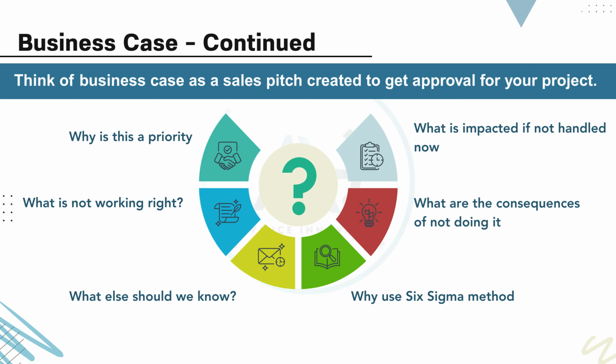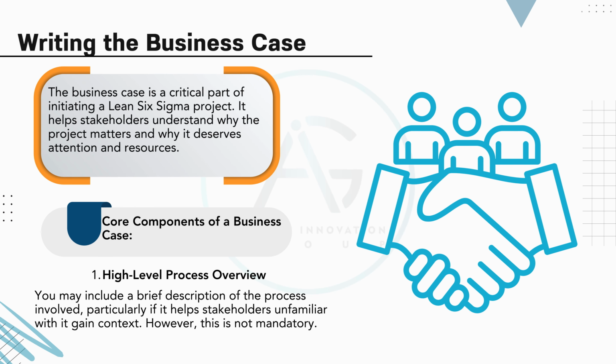success. In this slide, we begin discussing how to actually write a compelling business case, a crucial step when starting a Lean Six Sigma project. The business case sets the foundation. It helps stakeholders understand why the project matters and, most importantly, why it deserves time, attention, and resources.